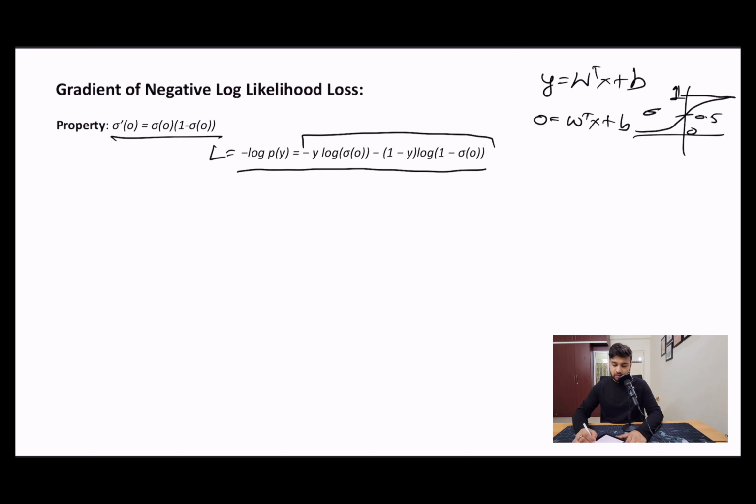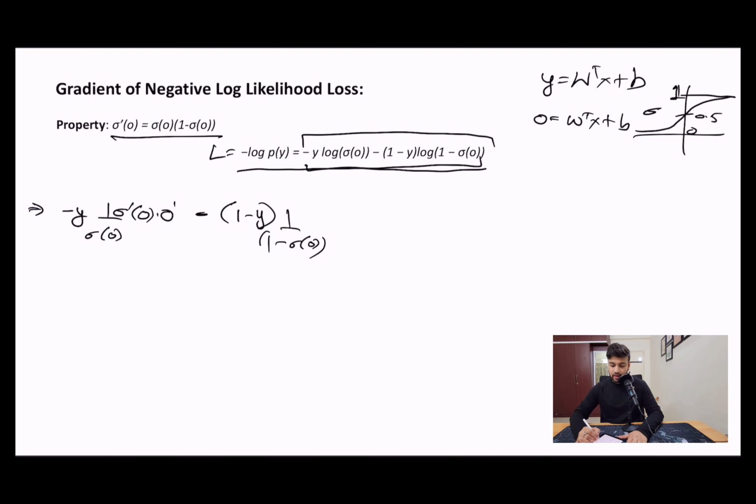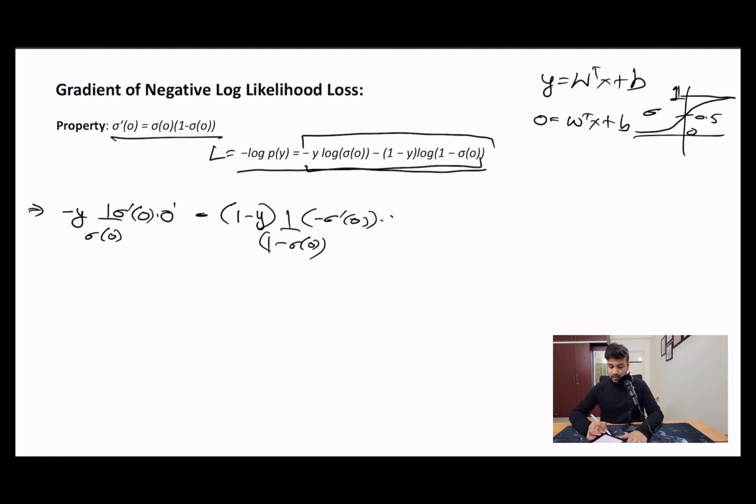So if you do the derivation of this, it will come as minus y. Derivative of log x is 1 upon x, so log of sigmoid is 1 upon sigmoid, then derivative of sigmoid, and then the derivative of the second term, minus 1 minus y. Again, derivative of log x is 1 upon the sigmoid, derivative of 1 is constant, which is 0, minus sigmoid of O is minus sigmoid dash of O into O dash, right?